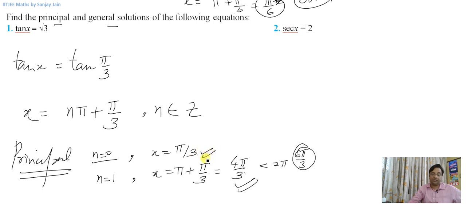This is also acceptable as a principal solution. But if you place anything else apart from it, that will not be between 0 to 2 pi. So these are the principal solutions, pi by 3 and 4 pi by 3.